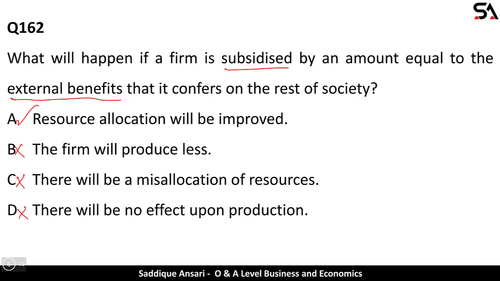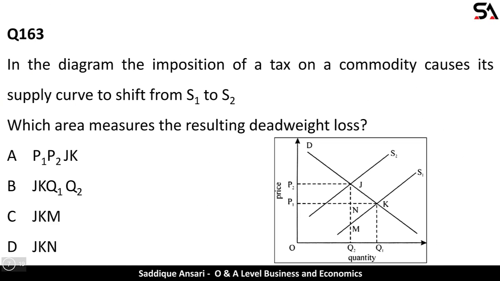So A is the correct answer. In the diagram, the imposition of a tax on a commodity causes its supply curve to shift from S1 to S2. So there is a leftward shift of the supply curve. This is the original equilibrium. Which area measures the resulting deadweight loss?